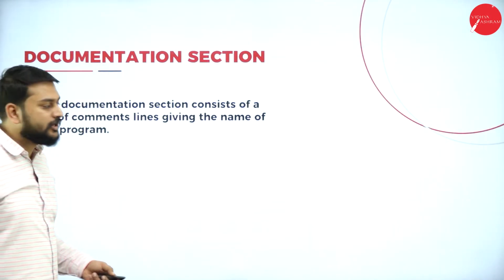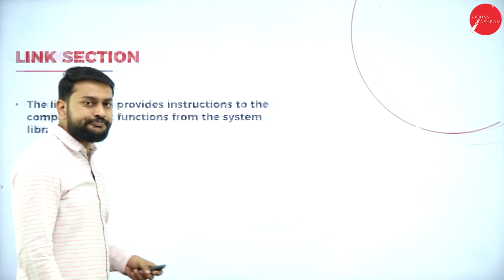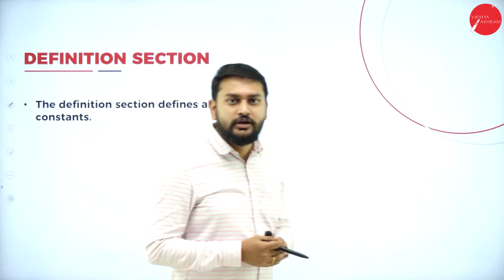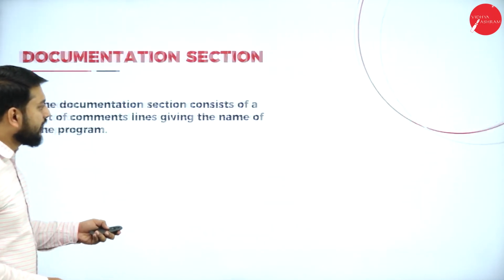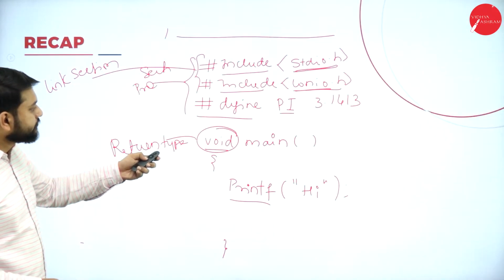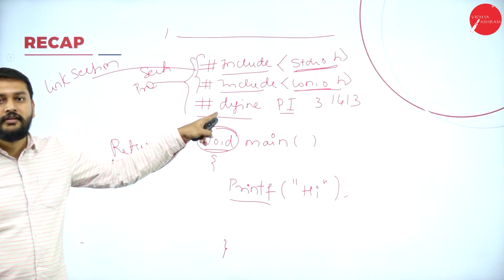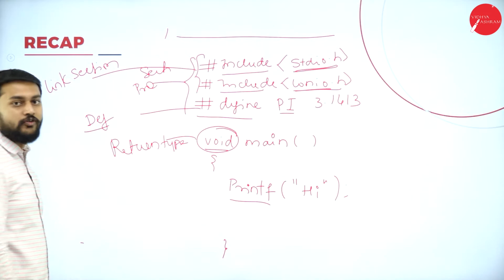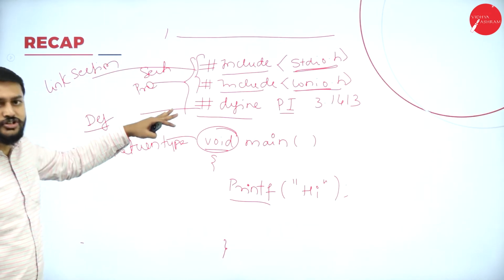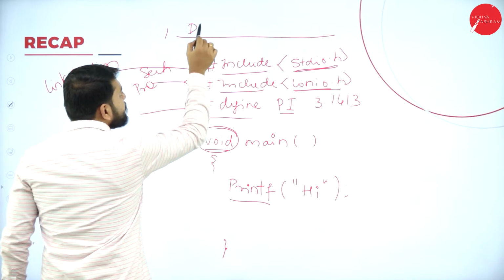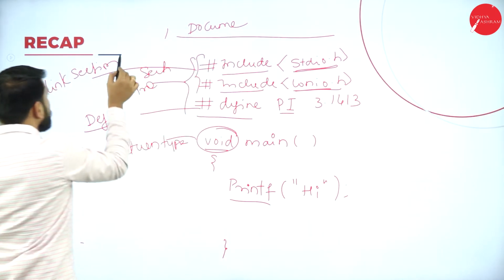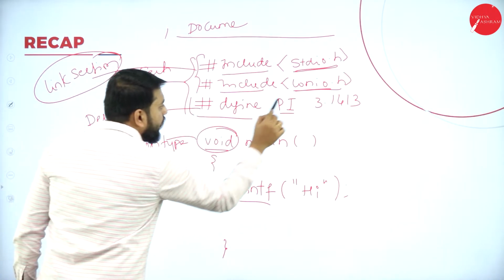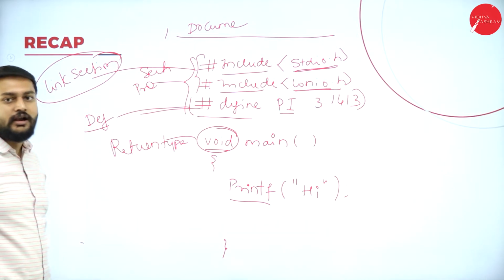We understood the documentation section, we understood the link section, and the next section is the definition section. Sir, where does the definition section come? We discussed it here. Hash define. This is what I will call a definition section. How many sections have we studied? The documentation section first, the second is the link section. Whatever comes with hash include, you call it the link section. The next one is the definition section.